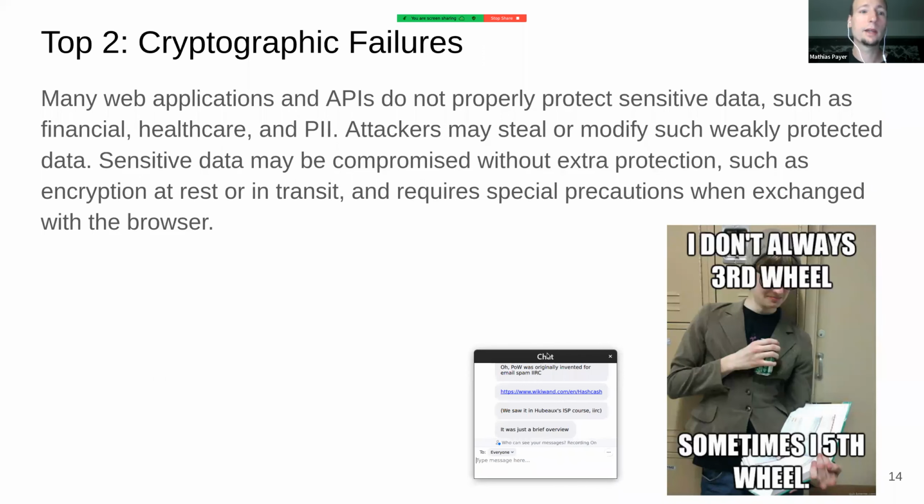Number 2 is cryptographic failures. This has been renamed in the most recent version. The issue is that many web applications and APIs do not properly protect sensitive data, such as financial data, healthcare data, and PII, personally identifiable information. Attackers may steal or modify weakly protected data, and sensitive data may be compromised without extra protections, such as encryption at rest and in transit. Most of these issues are, for example, that user data is not stored correctly, right?